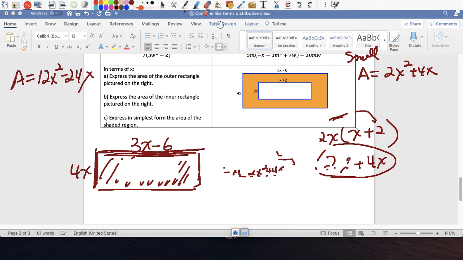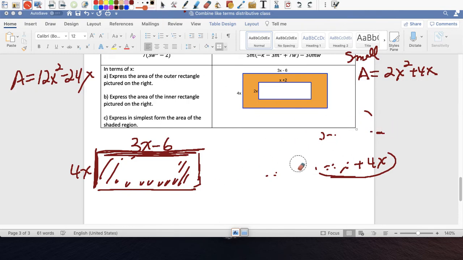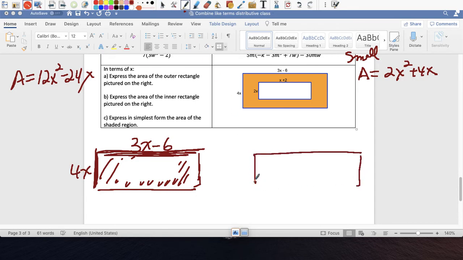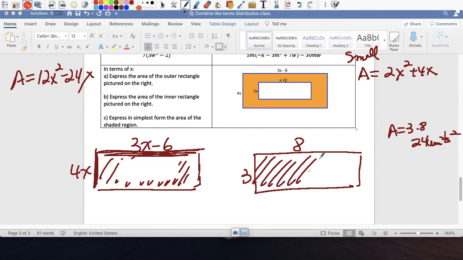So let me do a numerical example here for you guys, and we'll get back to our problem. Imagine we had a big rectangle, and this side was 3, and this side was 8. So the area would be 3 times 8, or 24 units squared. And imagine that the area of the rectangle inside is 3 units squared.